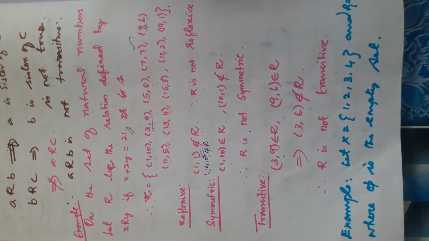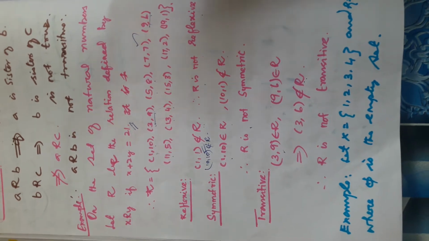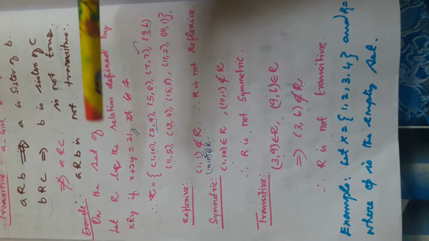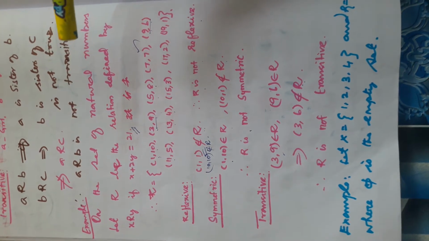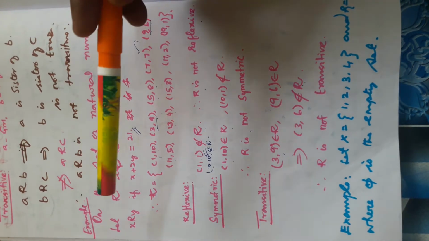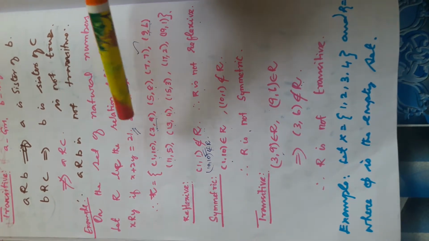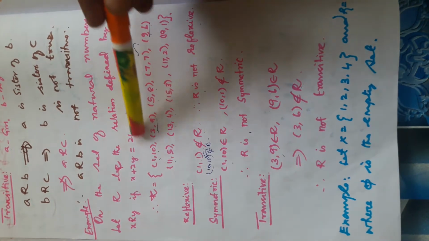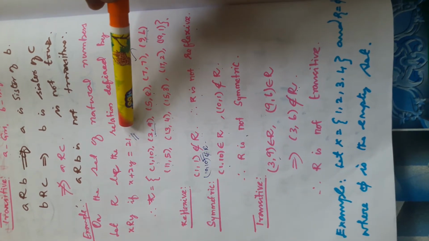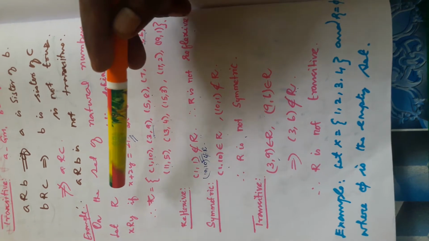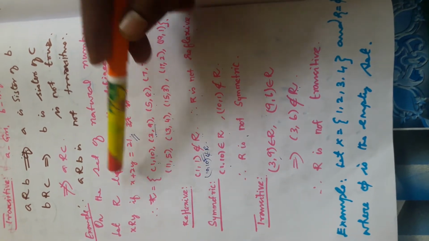In this video we are going to continue with some examples of relations on the set of natural numbers. Let R be the relation defined by x related to y if x plus 2y equals 21. Okay, so this is your question. Your question ends here. So what will be your R elements? You have to substitute x and y to satisfy 21.